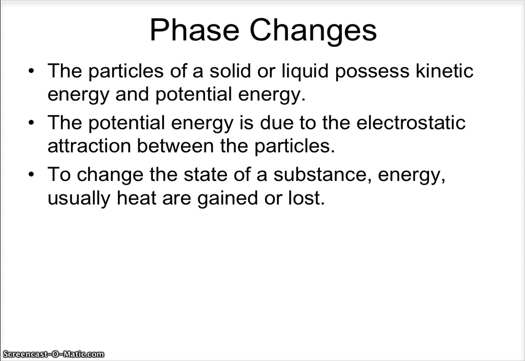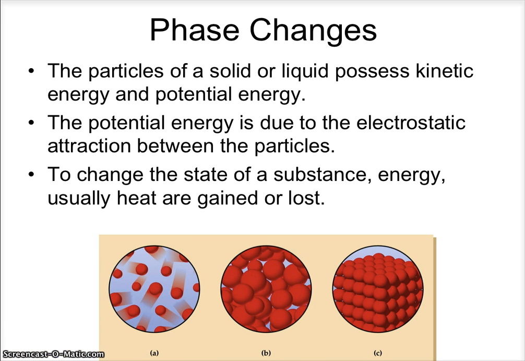So then it will either gain energy to go from a solid to a liquid, from a liquid to a gas, or the reverse, where energy is taken away to go from a gas to a liquid, from a liquid to a solid. So as you can see on the bottom, there are the three states of matter, A being gas, B being the liquid, and C being the solid.